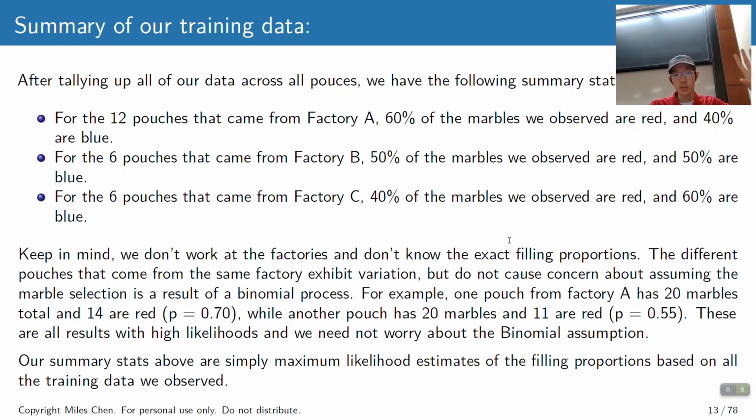That's the setup, and based on what we see in our training data, we will get maximum likelihood estimates for the proportion for each factory. Just based on this, because in our data 60% of the marbles coming from factory A were red, we are going to assume overall factory A has a filling proportion of 60% red. That's going to be our maximum likelihood estimate.